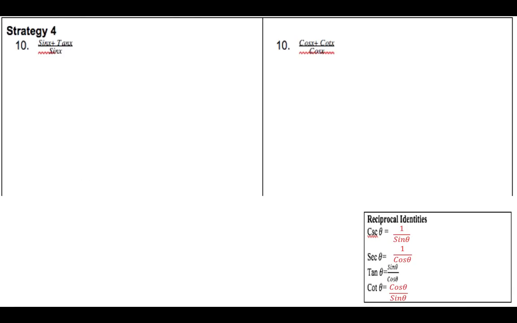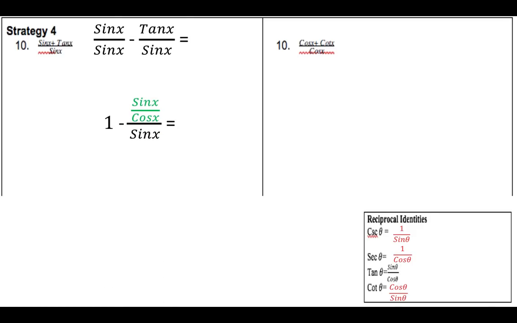Here is the last segment of strategy 4, which is called the splitting fractions technique. Again, I'm going to split my fraction. Sine x divided by sine x is 1. This right here became 1, but this tangent right here, because it was not in sines and cosines, I went ahead and also rewrote it. And again, this is using my notes.